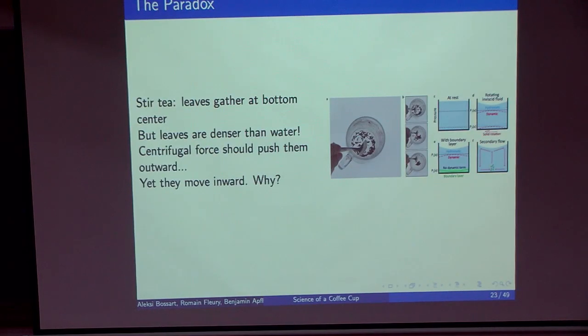Okay, yeah, this is called Einstein's paradox. That is, when we stir tea, leaves gather at the bottom center. But leaves are denser than water, so they should be pushed outwards, but they move inwards.